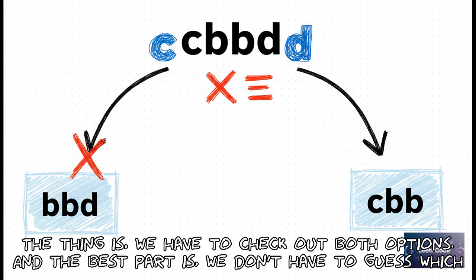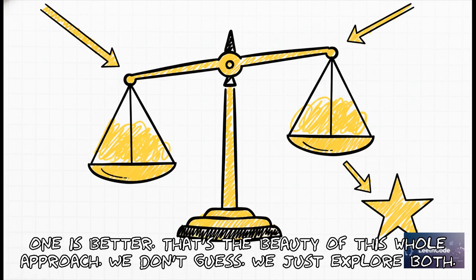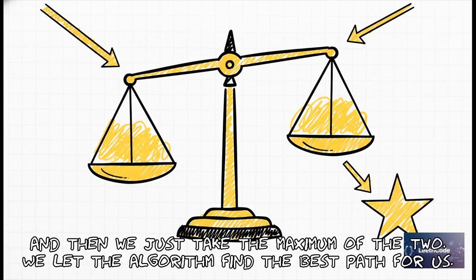The thing is, we have to check out both options. And the best part is, we don't have to guess which one is better. That's the beauty of this whole approach. We don't guess, we just explore both. We go down both paths, find the longest palindrome we can get from each of those smaller strings, and then we just take the maximum of the two. We let the algorithm find the best path for us.